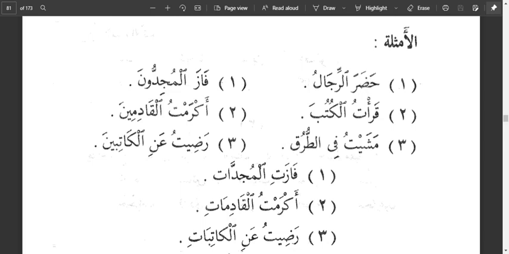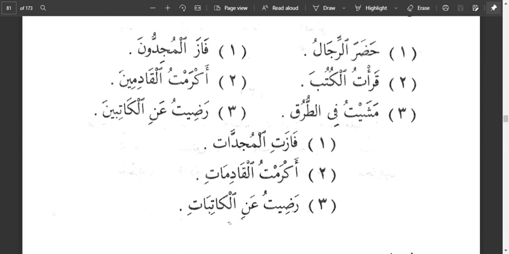What's the singular word? Just remember that jamu mudhakkar salim is just adding yaw and nun. So we can get the singular word from the plural, which is katibun. So raditu anil katibin, I am pleased with the writers. It can be raditu bil katibin. So raditu collocates with an or bi, and it means he was pleased with. So now that's the second part.